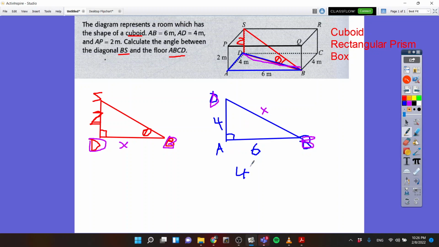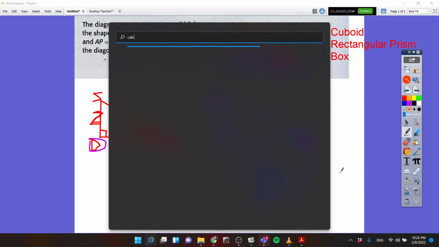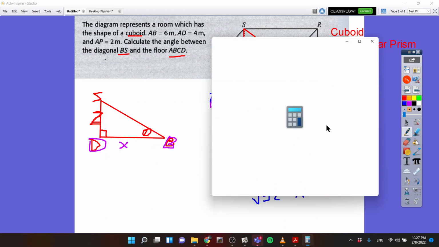So I'm just going to start with 4 squared plus 6 squared equals x squared. And that's 16 and 36, which is 52. And then I'm going to have to square root that to find what x is. Since we're in an IGCSE class, I'll go ahead and pull out my scientific calculator.